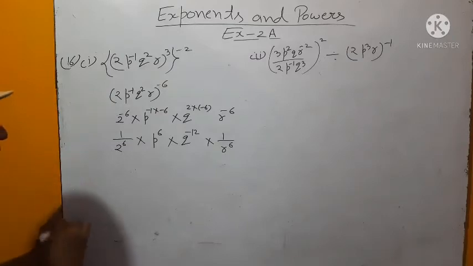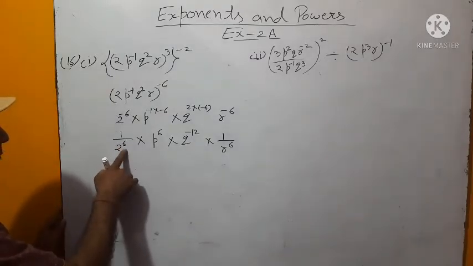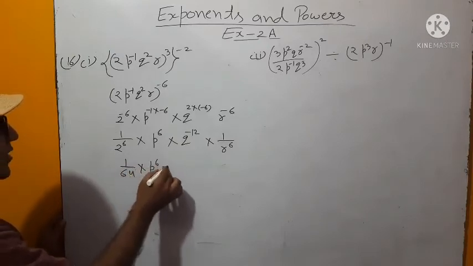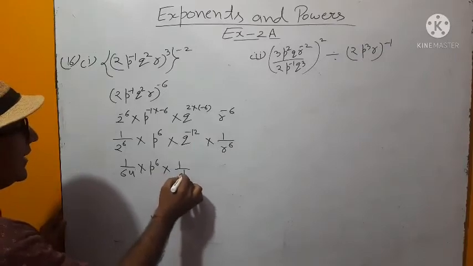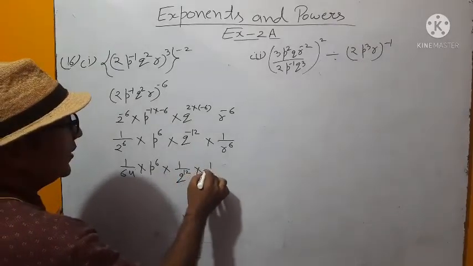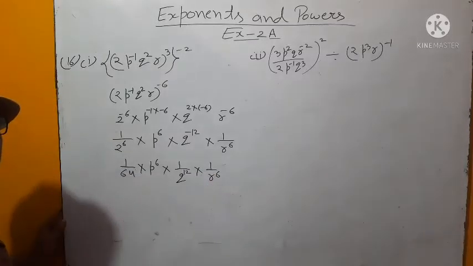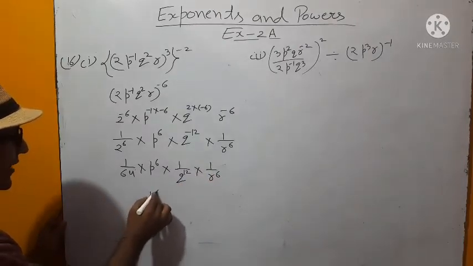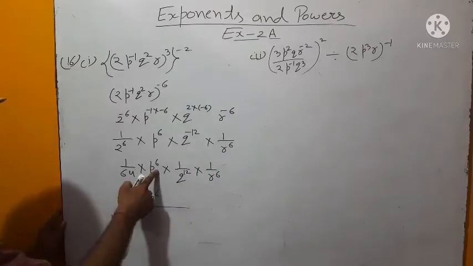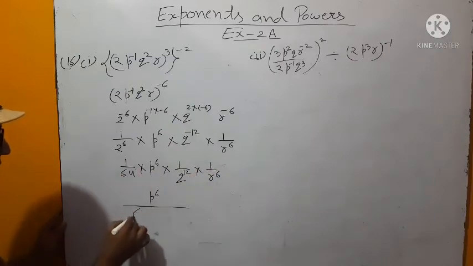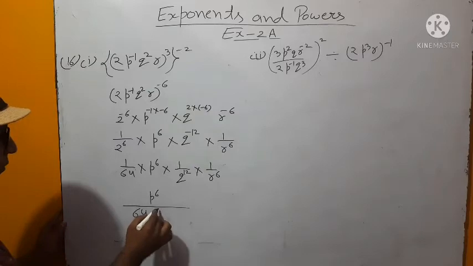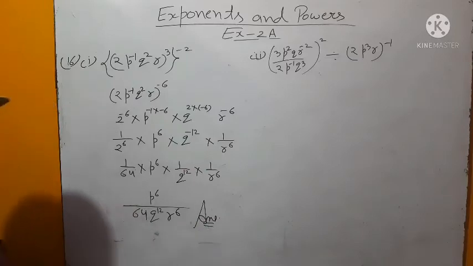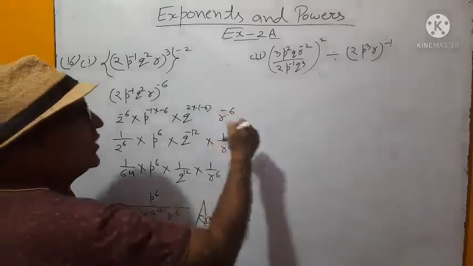Never give the answer in negative exponential. 2 to the power 6 means 64 into p power 6. This can be written as 1 upon q to the power 12 into 1 upon r to the power 6. Now we know that numerators are multiplied together and denominators are multiplied by denominator. So p power 6 is multiplied by 1, getting p power 6, and denominator is 64 into q power 12 into r power 6, and this will be your answer. Okay? Now see the last one.